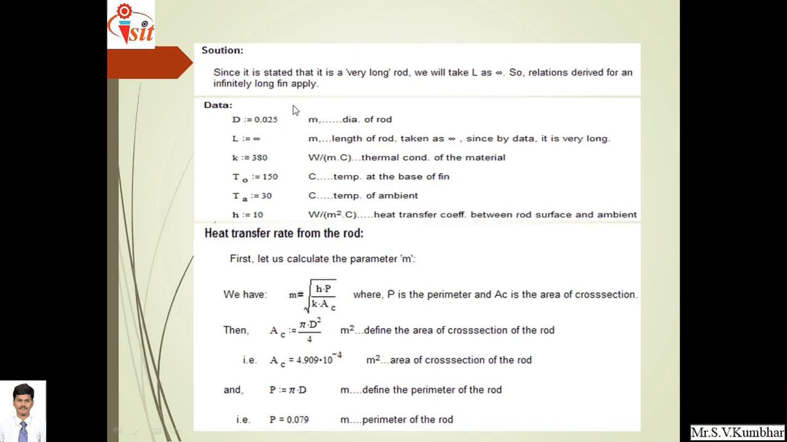Its solution: since in the problem it is stated that the fin is very long, we will consider L as infinity. Therefore the heat transfer rate through an infinite fin is given by the formula Q is equal to square root of hPkAc into (T0 minus Ta), where m is square root of hP upon kAc, P is the perimeter, and Ac is the cross-sectional area. So Ac is calculated here, and P is calculated here; P is pi d, the perimeter.